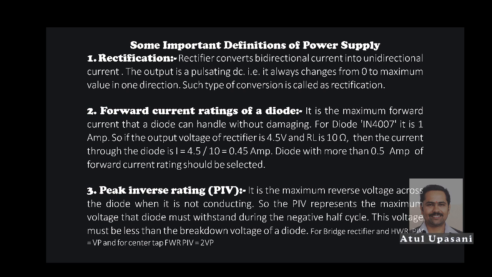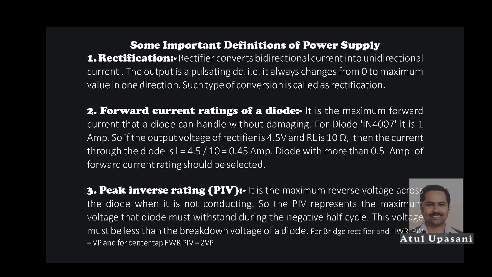So if the output voltage of the rectifier is 4.5 volt, and suppose the load resistance connected is 10 ohm, then the current through the diode can be calculated as I equals 4.5 volt divided by 10 ohm, that is 0.45 amperes. So a diode with more than 0.5 amperes of forward current rating should be selected. It means the diode's capability to withstand this maximum current should be higher. That is known as the forward current rating of a diode.